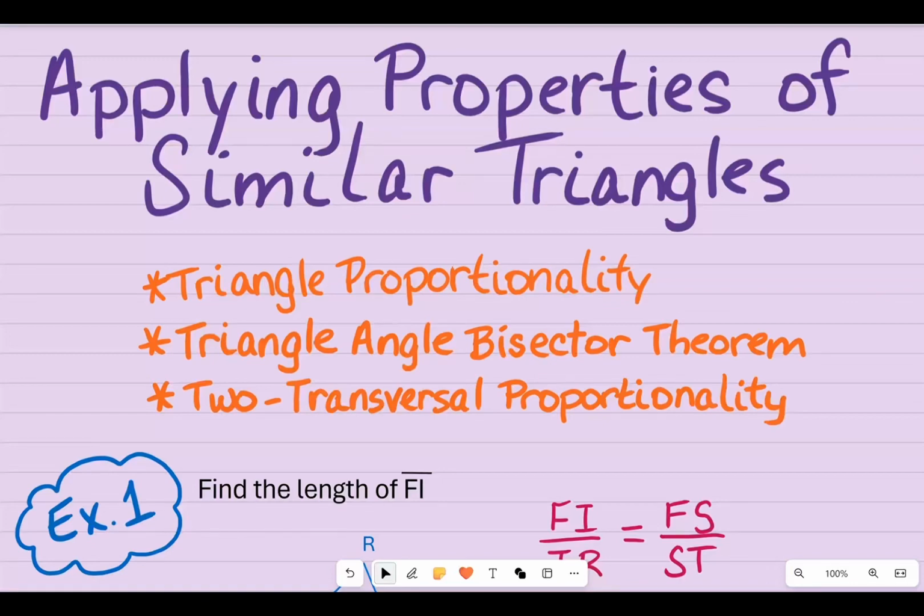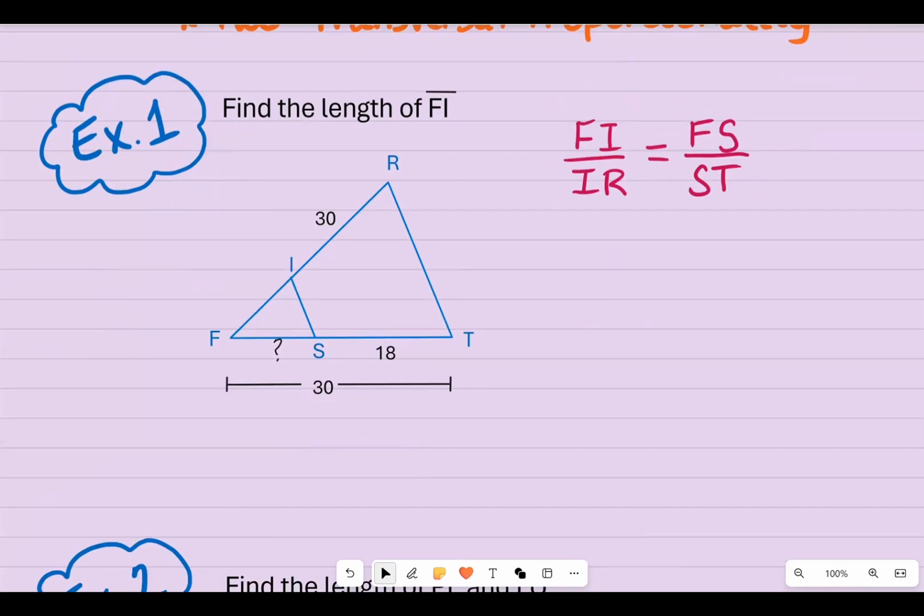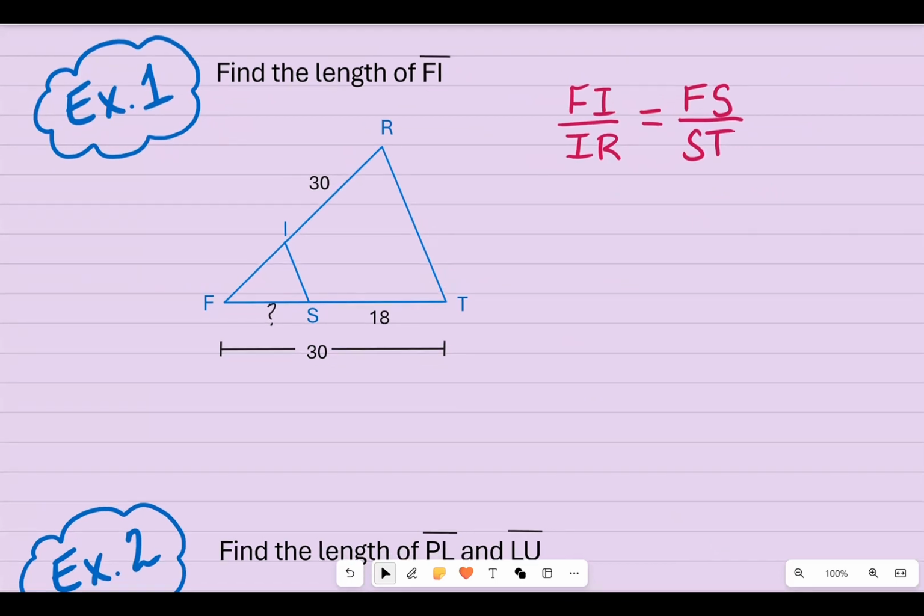In this video, I will be applying properties of similar triangles, specifically the triangle proportionality theorem, the triangle angle bisector theorem, and two-transversal proportionality. So with the first example, I'm asked to find the length of segment FI. For this first one, I'm going to use both the triangle proportionality theorem and the converse.